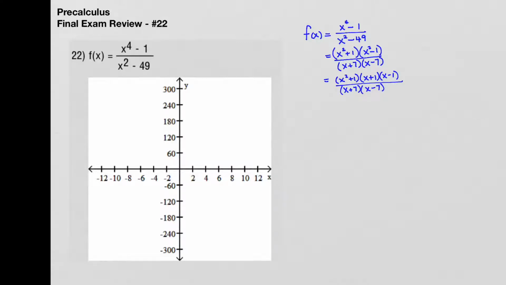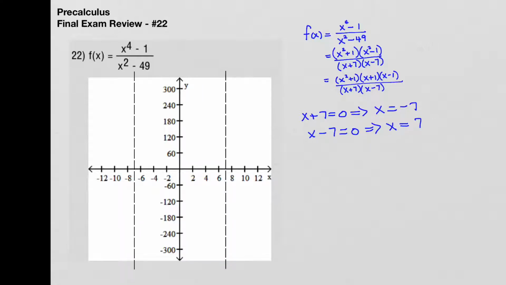So now I'll look at vertical asymptotes. Since there's no hole, any factor in the denominator that can equal 0 will cause a vertical asymptote. So we've got x plus 7 equals 0, which gives me the vertical asymptote x equals negative 7. X minus 7 equals 0 gives me the vertical asymptote x equals positive 7. All right, so I've got those two vertical asymptotes, and I'm going to graph those now.